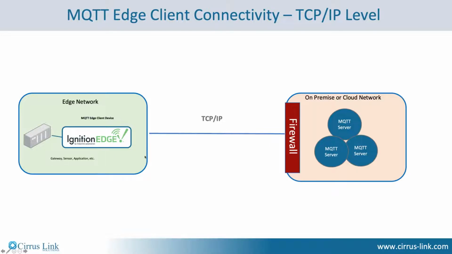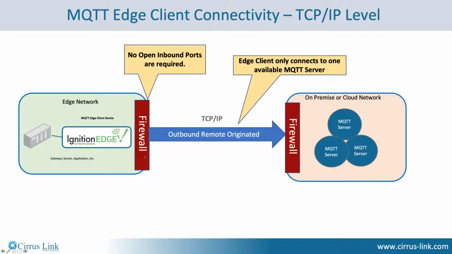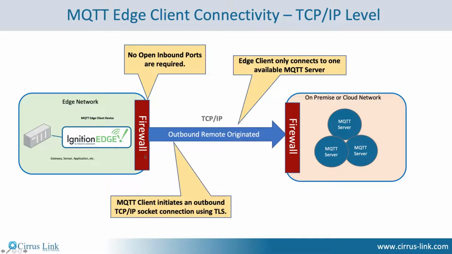We have the firewall at the server side. We have a firewall at the edge side. No open inbound ports are going to be required at the edge. And we're going to be able to make an outbound remote originated connection from the edge client to the MQTT server over TLS. And as I said before, the edge client is only going to connect to one of these available MQTT servers. This gives you the redundancy. If one of them goes down, the edge client is simply going to walk to the next MQTT server available.